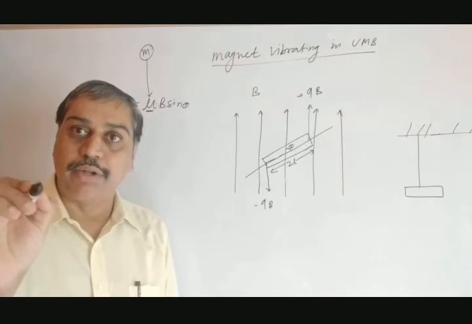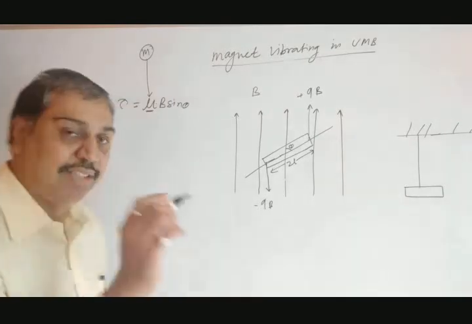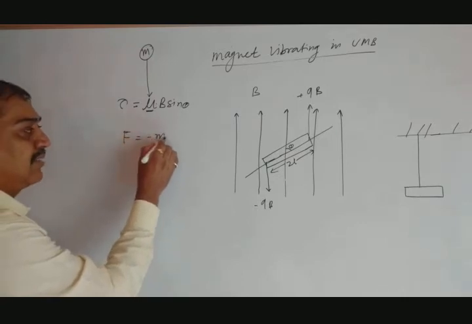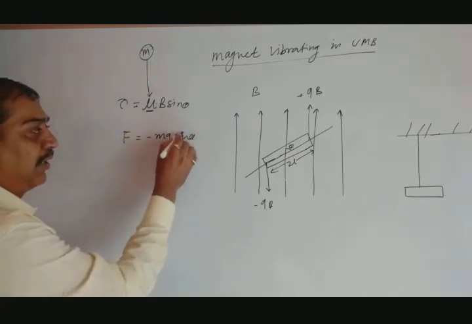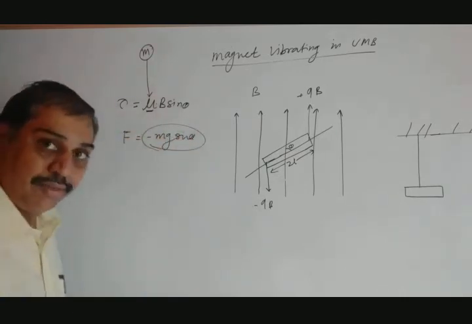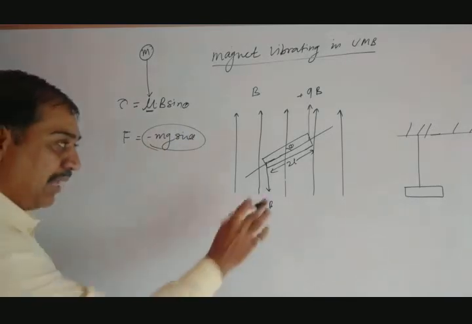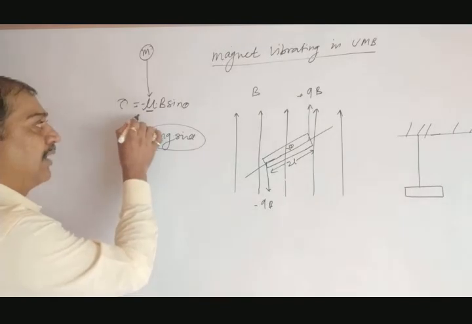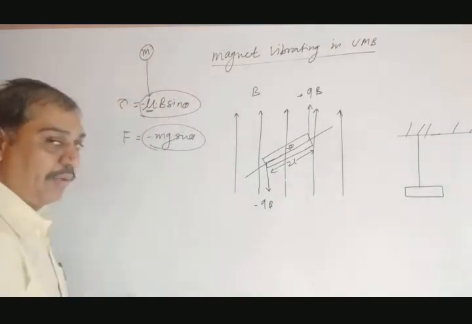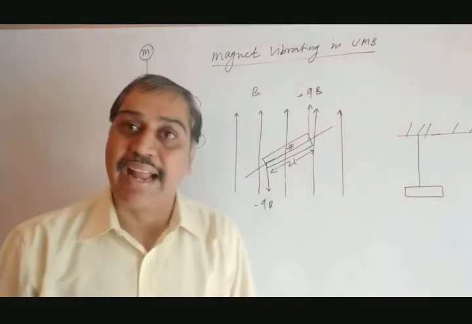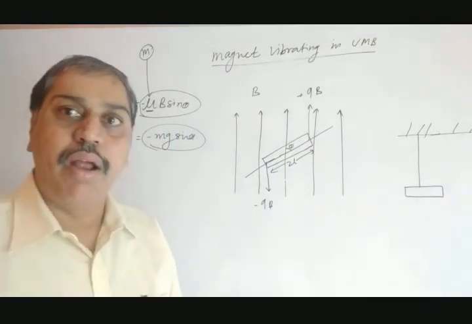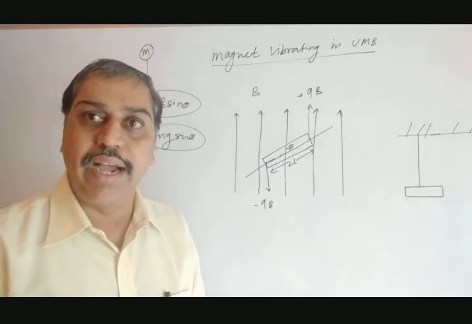Resolved mg into two components, mg cos theta and mg sin theta. Then we have written the equation F equal to minus mg sin theta. This is the restoring force in a simple pendulum. Similarly, this would be the restoring force with a minus sign in this magnet placed in a uniform magnetic field. I hope you got an idea about this.